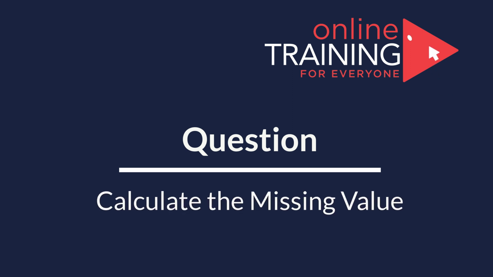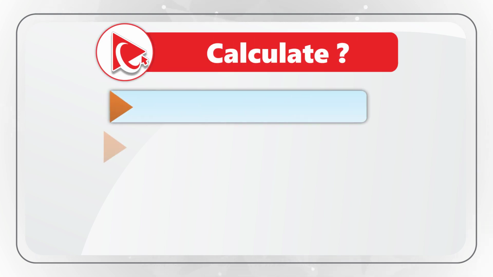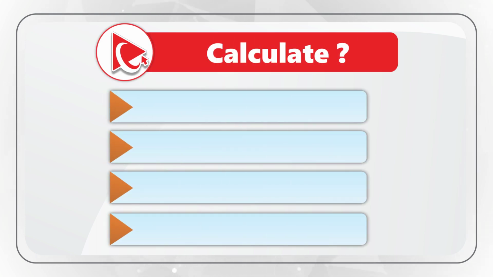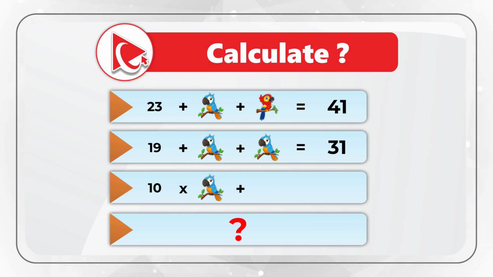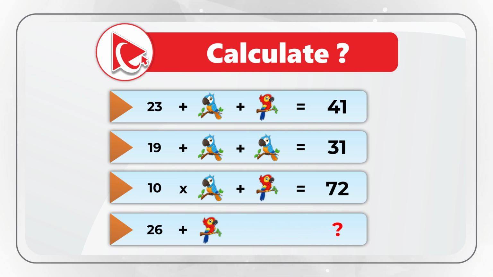One of my favorite questions is where you need to calculate the missing value. You're presented with 3 equations, and in the 4th equation, the result is missing. The first equation is 23 plus blue parrot plus red parrot equals 41. Second equation, 19 plus blue parrot equals 31. Third equation is 10 multiplied by blue parrot plus red parrot equals 72. And last but not least, the expression is 26 plus red parrot multiplied by blue parrot equals missing value.